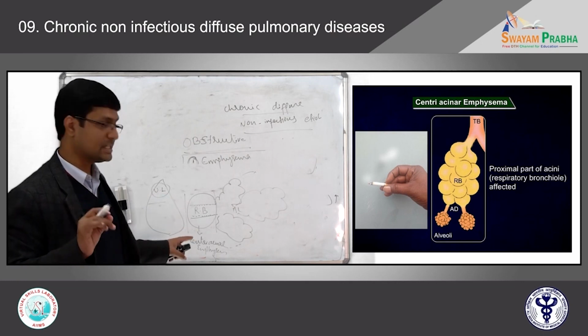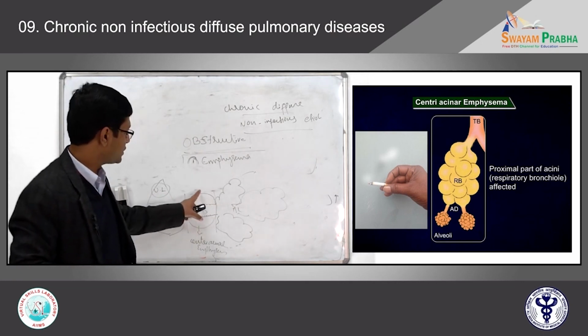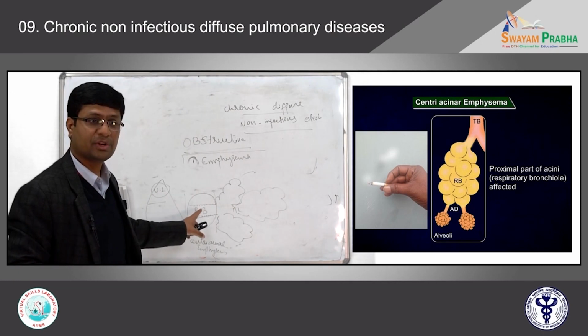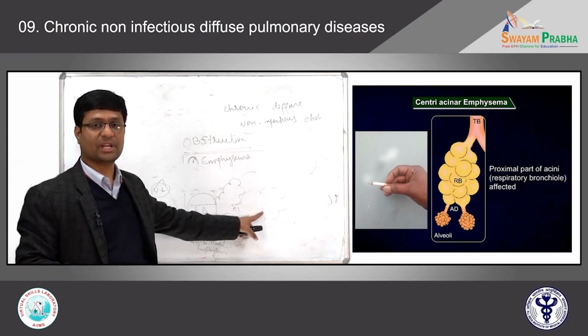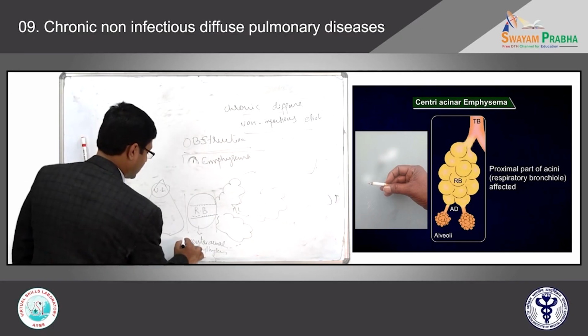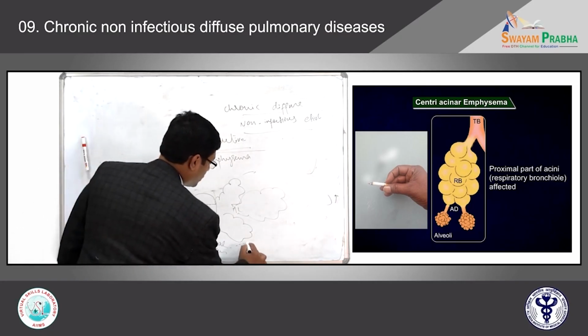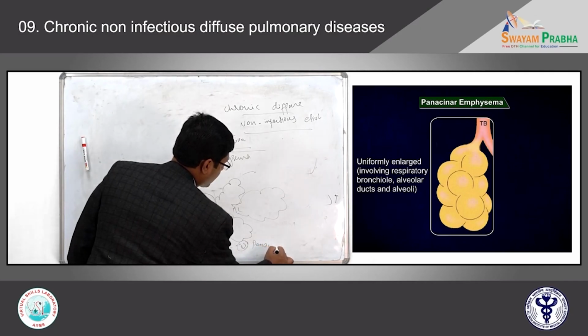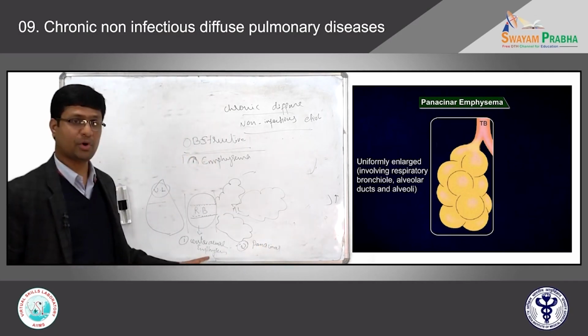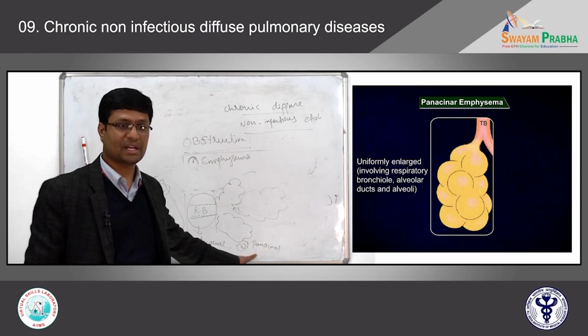I repeat, centriacinar means irreversible enlargement of only the respiratory bronchioles without any involvement of the alveolar sac. Number 1, this is centriacinar. Number 2, panacinar. These two are very important, centriacinar and panacinar.